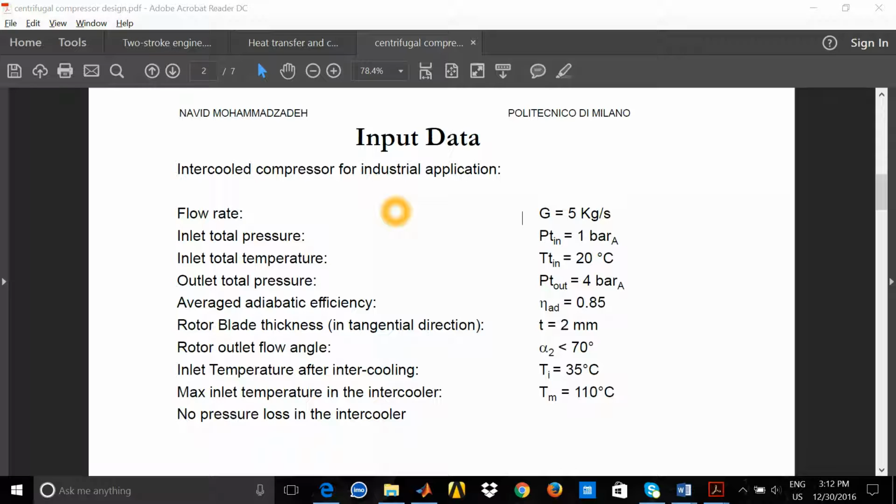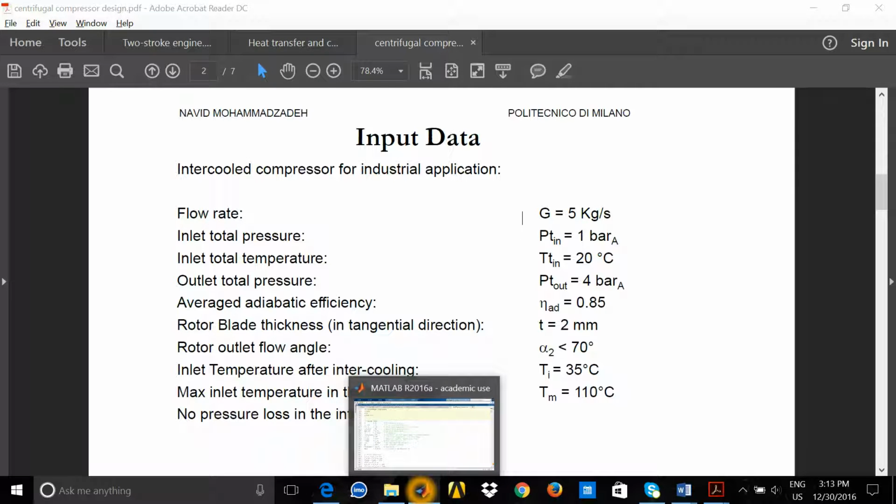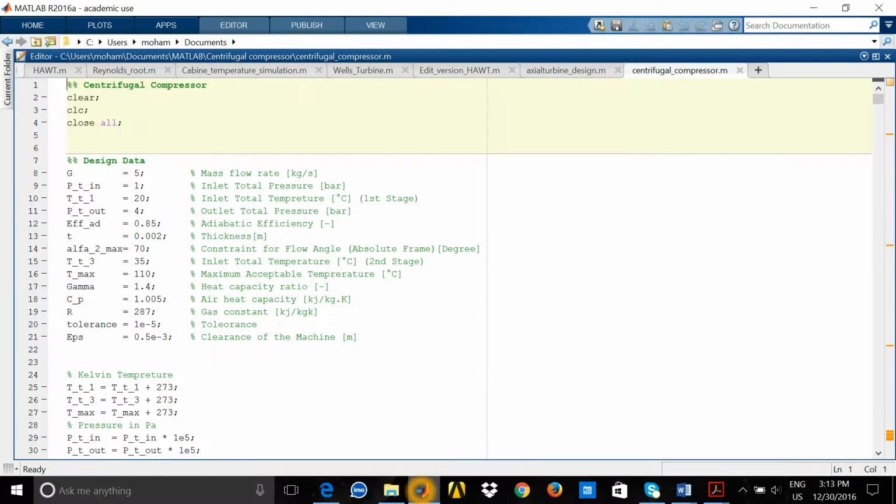This is some kind of constraint for our design, because someone asked us it must be lower than 70 degrees. So the inlet temperature after intercooler is around 35. And maximum inlet temperature in the intercooler, this is another constraint for our exercise, around 110. And we consider no pressure loss in intercooler. So let's go to MATLAB and follow the procedure that I have done to design this compressor.